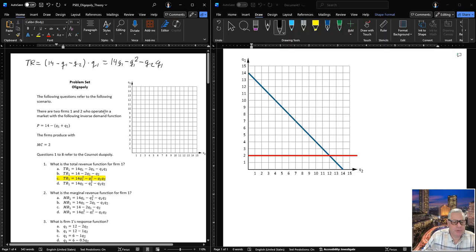What's the marginal revenue function for firm 1? So the marginal revenue is the first derivative. That's all for 1: 14 minus 2Q1 minus Q2. So 14 minus 2Q1 minus Q2.